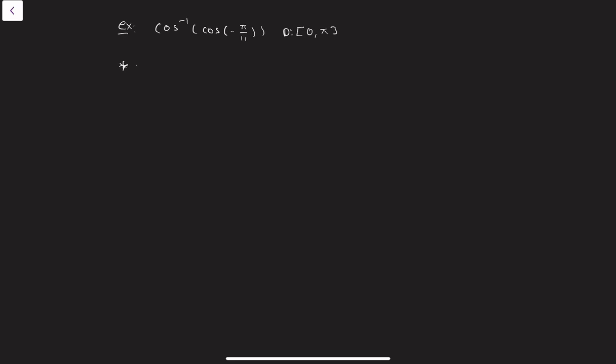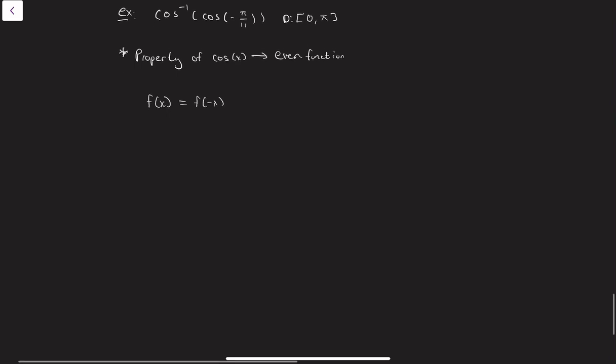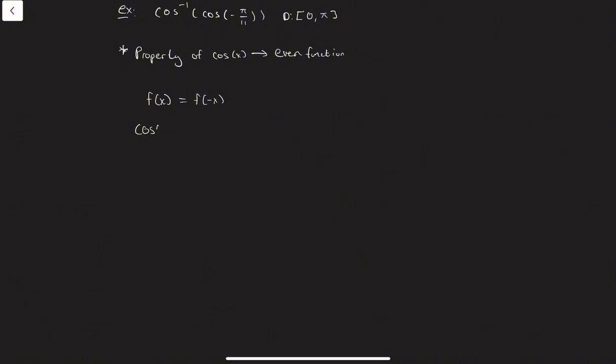Well, a cool property, I'm starring this because it's important. Property of cos of x is that it's an even function. And if you recall, we can define an even function as a function that can be written as such. So we can say that cos of negative x is equal to cos of x. I'll flip it for notation's sake, but you get the point here.